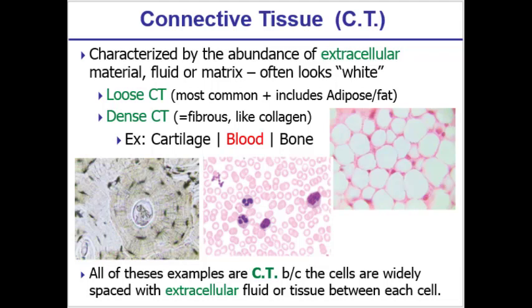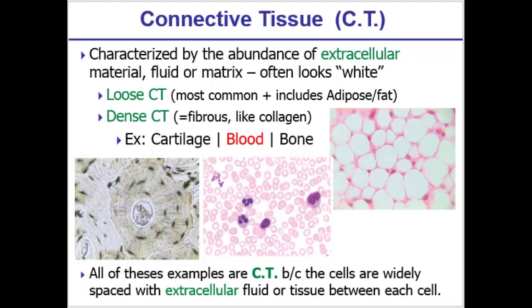In the middle is a sample from a blood smear. So you can see red blood cells and white blood cells. And on the right is adipose tissue. You don't see the nuclei easily because these cells are so swollen with the fat inside the cell. So they're mostly white inside the cellular portion. It's difficult to see the nucleus.